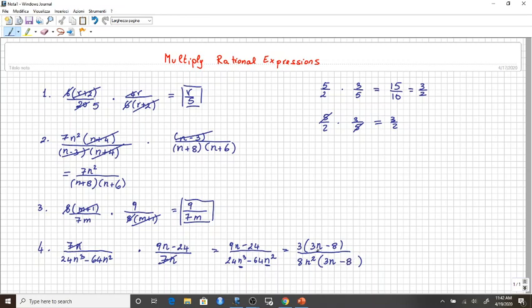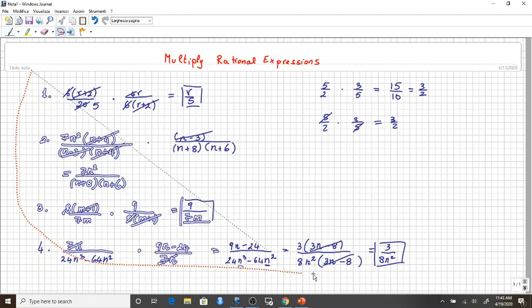And now, notice how we end up with 3n minus 8, which is a common factor between numerator and denominator. So as long as n is different, in this case, than 8 over 3, then this quantity can be simplified. Of course, we want also n to be different than 0 because of this n squared. So we end up with 3 divided by 8n squared, which is your final simplified expression.